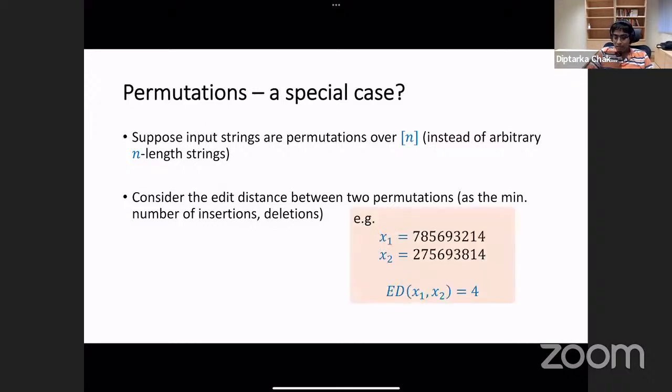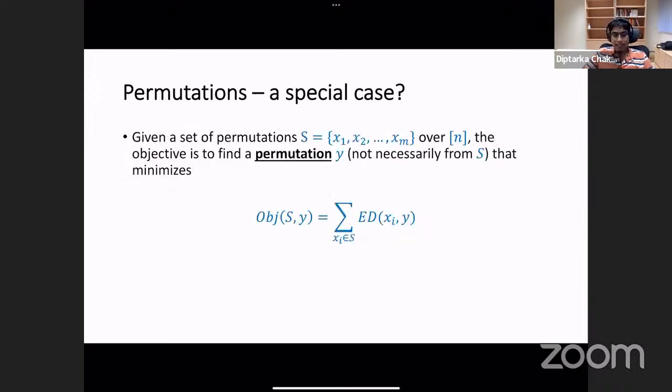For example, suppose these are two permutations of 1 to 9. Now what is the distance? Maybe the edit operation is: I will delete 8 and also delete 2. Then I will place 2 here and 8 here. And then you can see that I will get x2. So the edit distance is 4, because there are 2 insertions and 2 deletions. This also has a special name: the set of permutations where the underlying distance is edit distance is referred to as the Ulam metric. So distance-wise, this is really a special case of the normal edit distance.